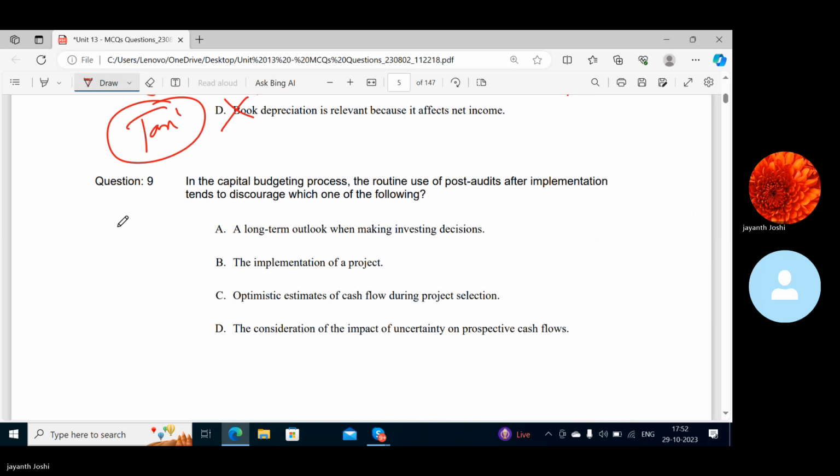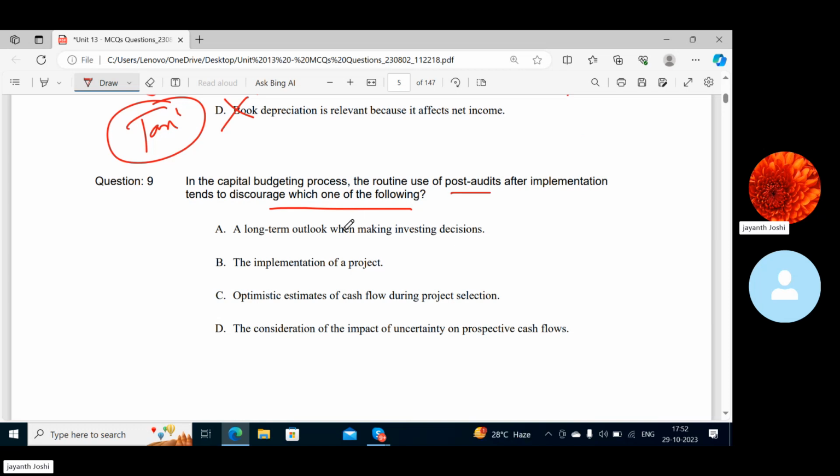Next question. In the capital budgeting process, the routine use of post audits after implementation tends to discourage which one of the following? That means routine use of post audits, afterwards you conduct audit, right? After implementation tends to discourage which one of the following? A long-term outlook when making investment decisions.